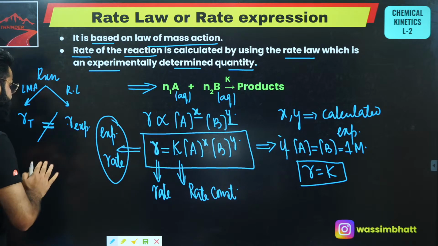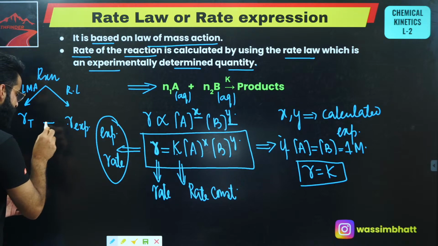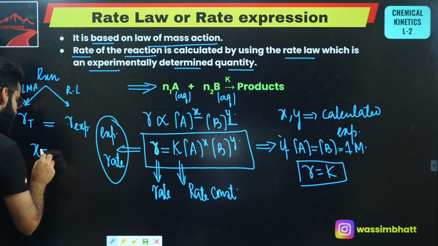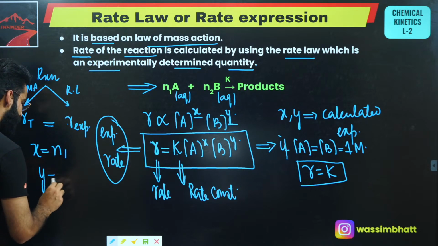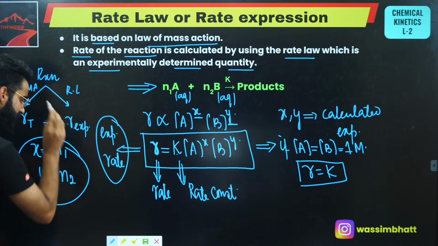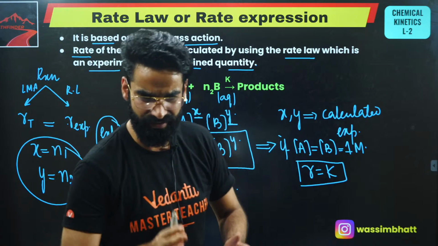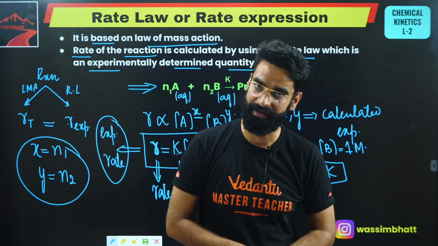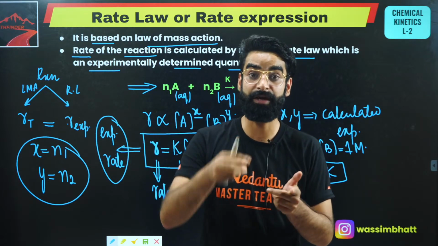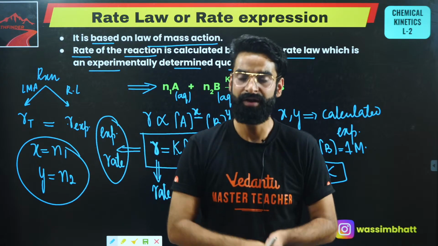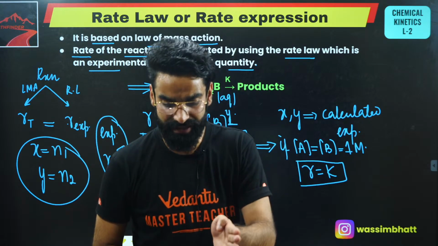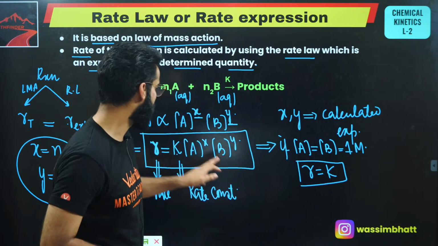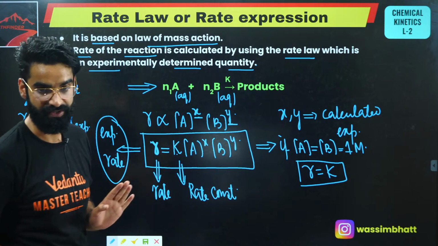And remember, the reactions in which the theoretically determined rate of reaction is equal to the experimentally determined rate of reaction, for those reactions, the value of X is basically equal to N1 and the value of Y is equal to N2. Remember this as well. We have certain reactions in which the theoretical rate of reaction comes out different from the experimentally determined rate. At that time, we cannot say X is equal to N1 and Y is equal to N2. But there are some reactions in which the theoretically determined rate is equal to the experimentally determined rate. So for those reactions, you can clearly say the powers in the rate law are the stoichiometric coefficients, right?